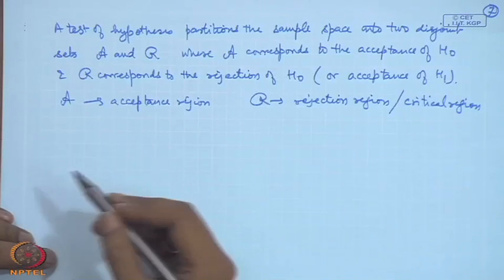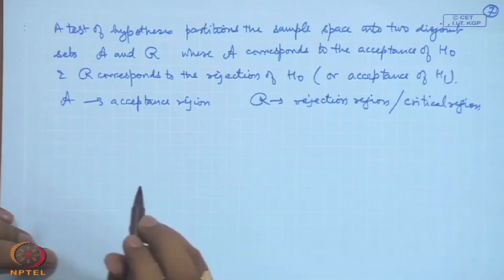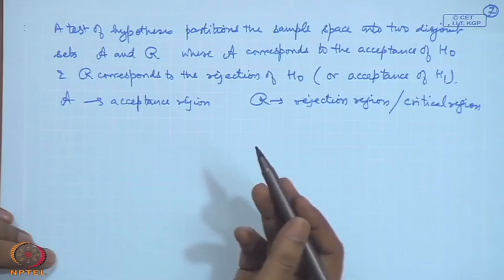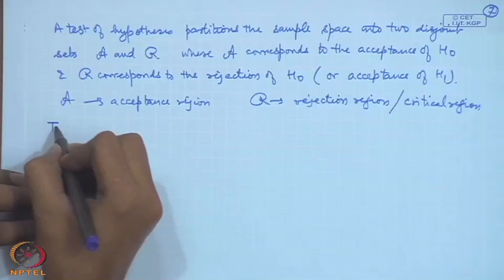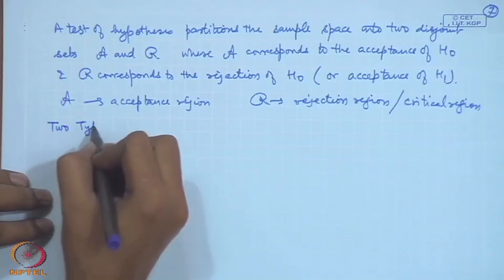Since we are basing our decision on the outcome of a random experiment, that means we are doing the sampling. Therefore, certainly there is a chance of error in the form of introducing this type of error. So, we call it two types of errors.